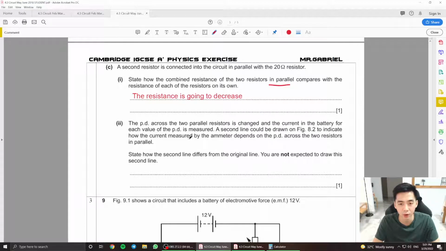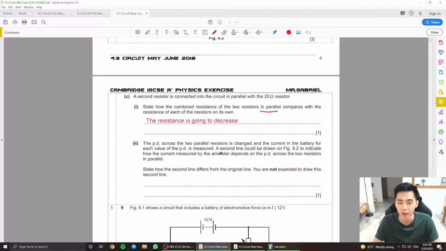A second line could be drawn on figure 8.2 to indicate how the current measured by the ammeter depends on the potential difference across the two resistors in parallel. State how the second line differs from the original. You are not expected to draw the second line. So first things first, we know for a fact that the second arrangement is going to have less resistance, right?